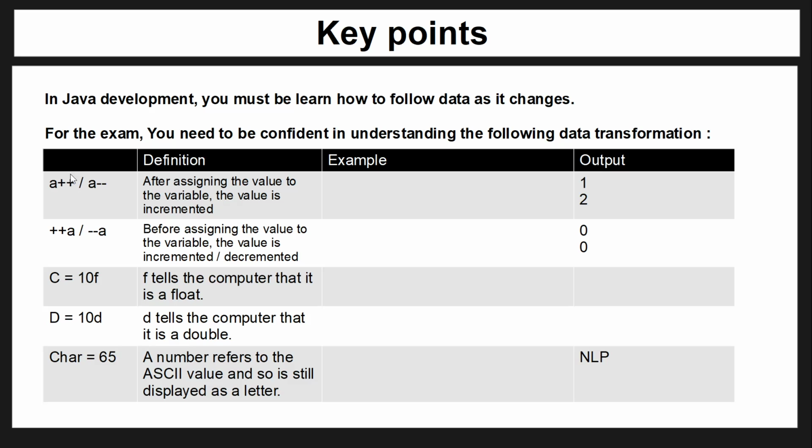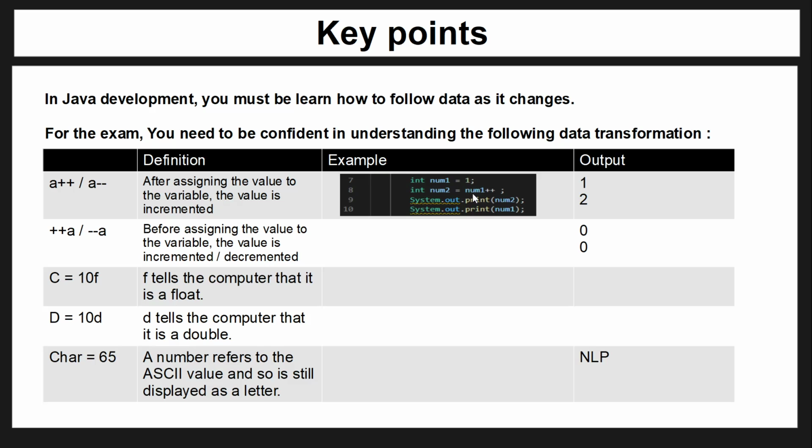The first one, we've got the post increment. Now the plus means add by 1, or increment by 1. The minus means decrement, or take away by 1. If we look at an example here, we've got two variables. The first variable, number 1, is assigned the value 1.